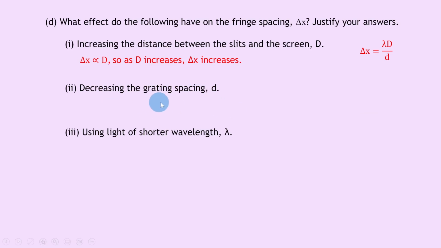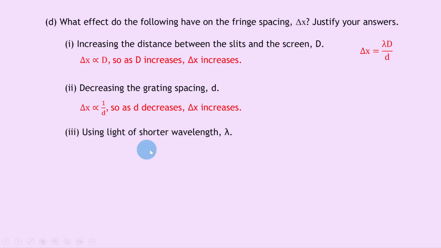We then have decreasing the grating spacing, little d. Well, again, looking at our equation here, because little d is on the denominator, that means if little d decreases, then delta x should increase because they're inversely proportional. So we could write that delta x is proportional to 1 over little d, so as little d decreases, delta x increases. Again, meaning the fringes observed should be further apart.